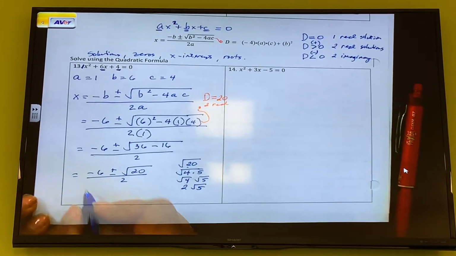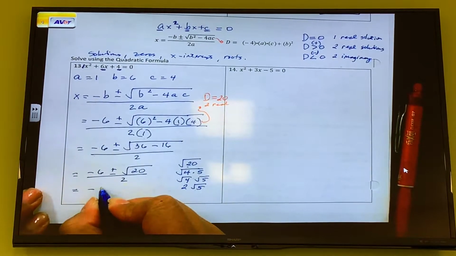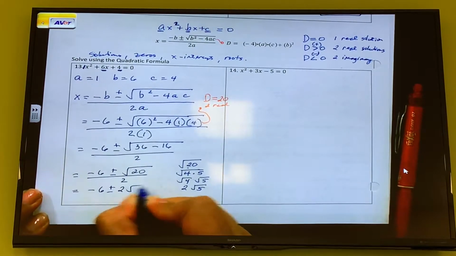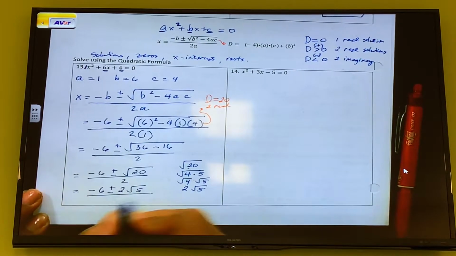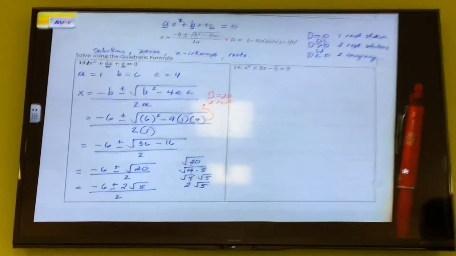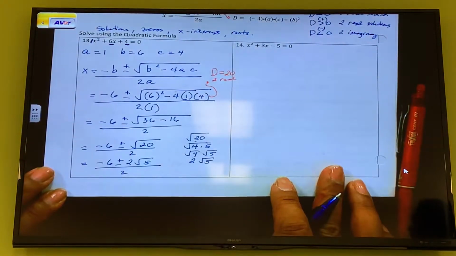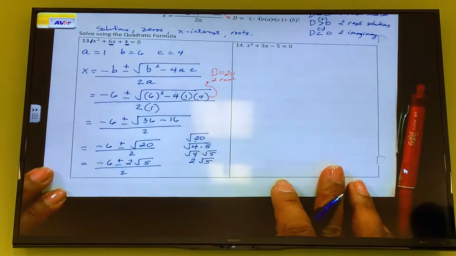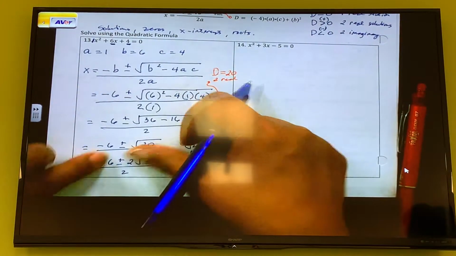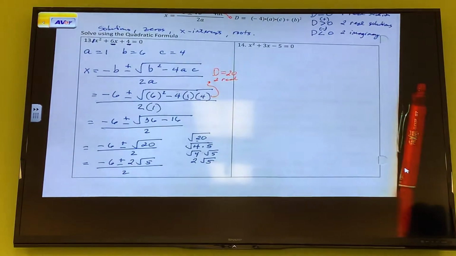Alright, so I'm going to plug in the answer that we got for the square root of 20. So you have -6 plus or minus 2 square root of 5 all over 2. If it looks familiar, it's because we've done this in Algebra 2. We're just reviewing today. But everything is divided by 2, so it will still simplify, right?